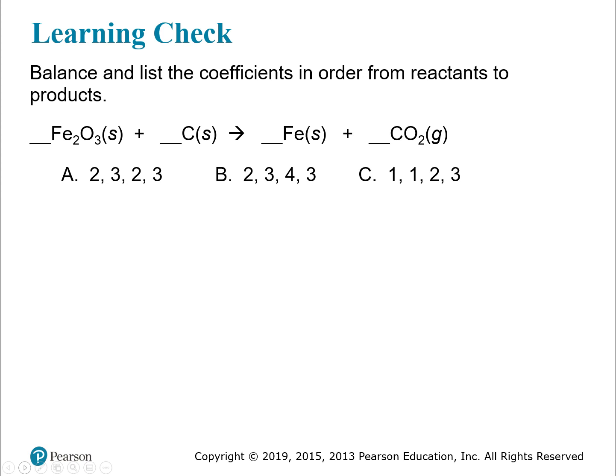First major thing you'll need to do in Chapter 7 is balance equations. That means getting the same number of atoms of each element on both sides. We're going to start off by doing the same thing I just did. Figure out how many atoms of each element we have on the reactant side and the product side.